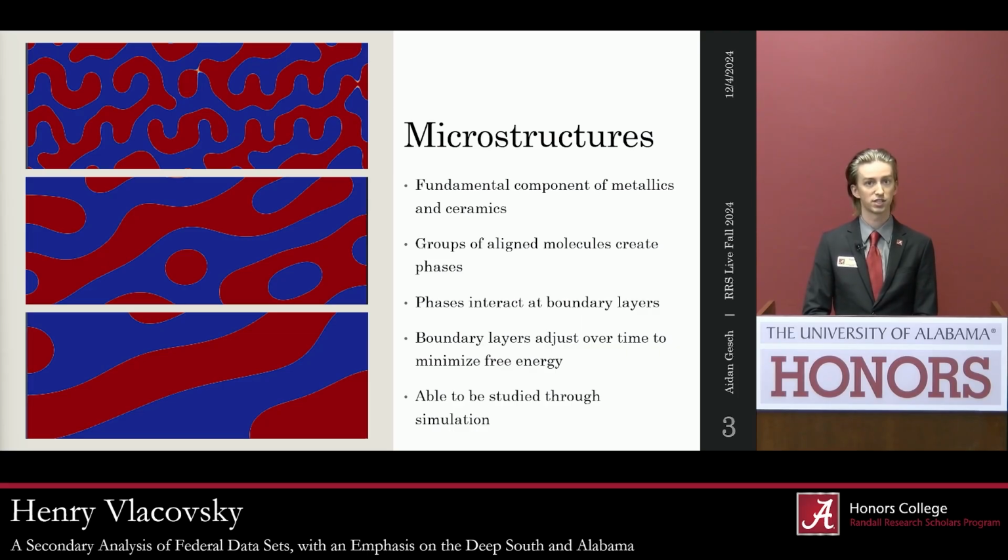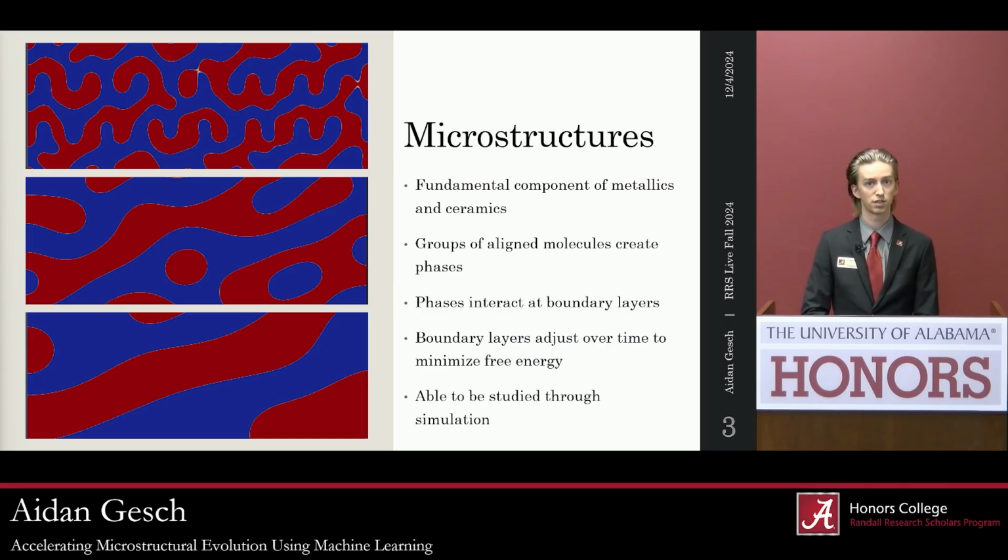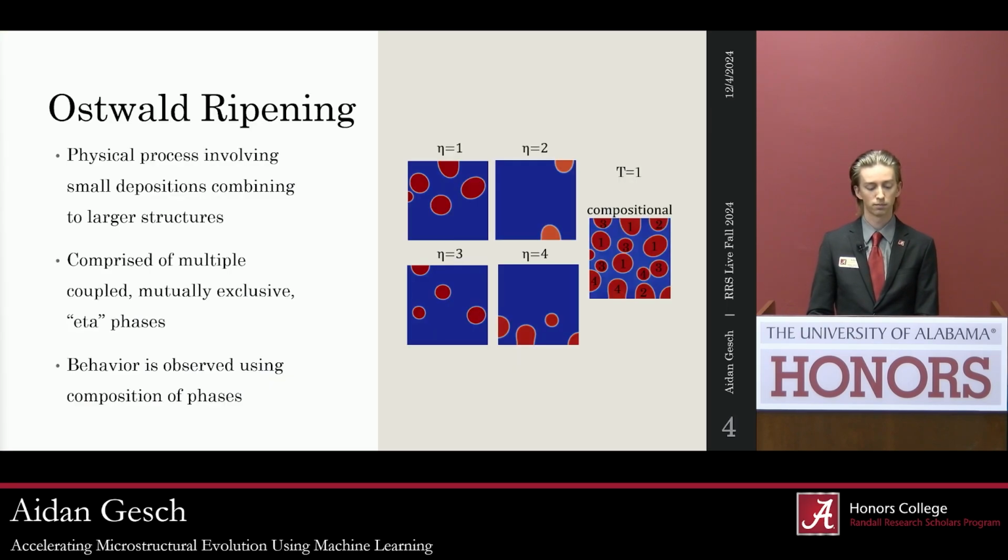Notice how the boundary changes from the initial state at the top figure to the final state at the bottom figure. Over time, the complexity of microstructures tends to simplify in order to minimize the free energy in the state of the material. This evolution is complex and difficult to study directly, but as I'll discuss later, it is able to be simulated using a computer.